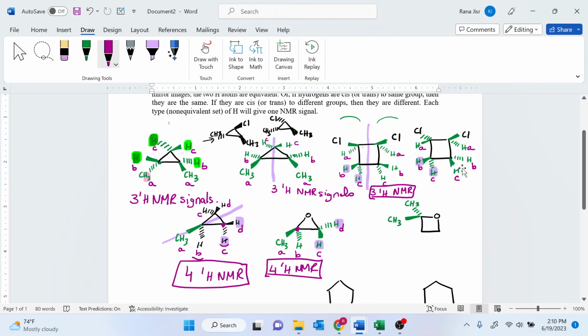And then between B and C, we're going to do exactly the same and replace the hydrogens by a group. So this hydrogen is going to be replaced, for example, by a bromine. Bromine will be trans to the chlorine. Bromine here will be cis to the chlorine. Those two chlorines are the same. So this means that the hydrogens are going to be the same, and I'm going to end up having 3 proton NMR signals.